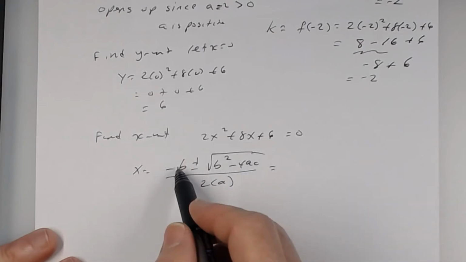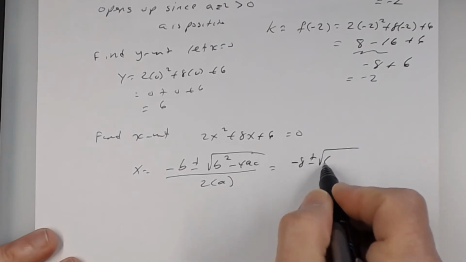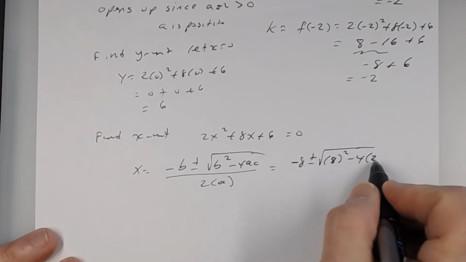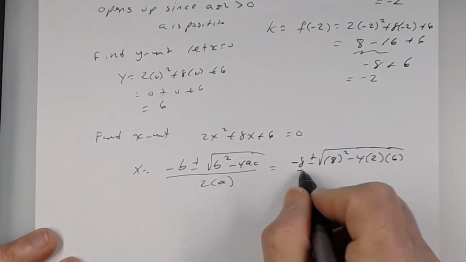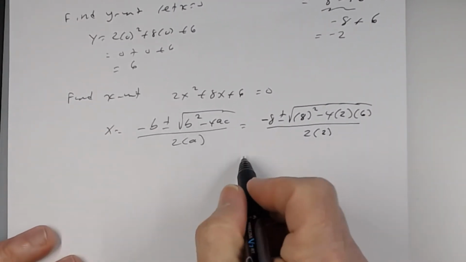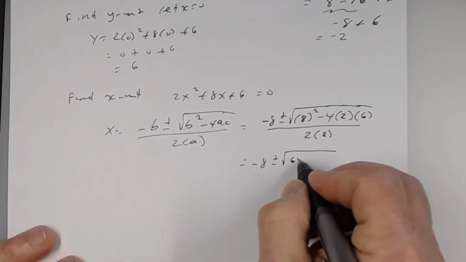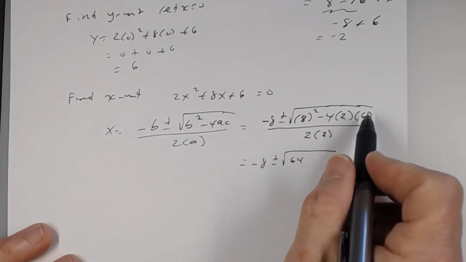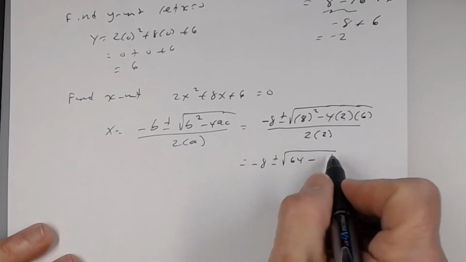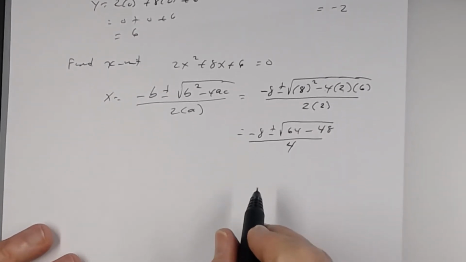What's the opposite of b in this case? Negative 8. Negative 8 plus or minus the square root of b. What's b? 8. I square that. Minus 4 times a. What's a? Times c, which is 6. All divided by 2 times a. And what's a? 2. So I get negative 8 plus or minus the square root of 8 squared, which is 64. A negative times a positive is a negative. 4 times 2 is 8. 8 times 6 is 48, all over 4, right?